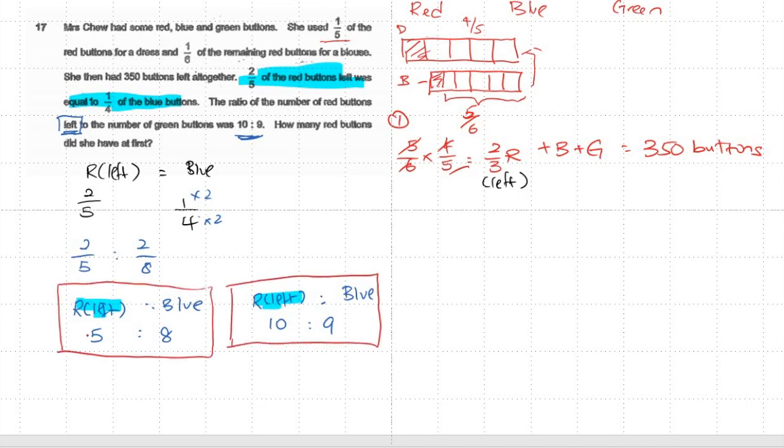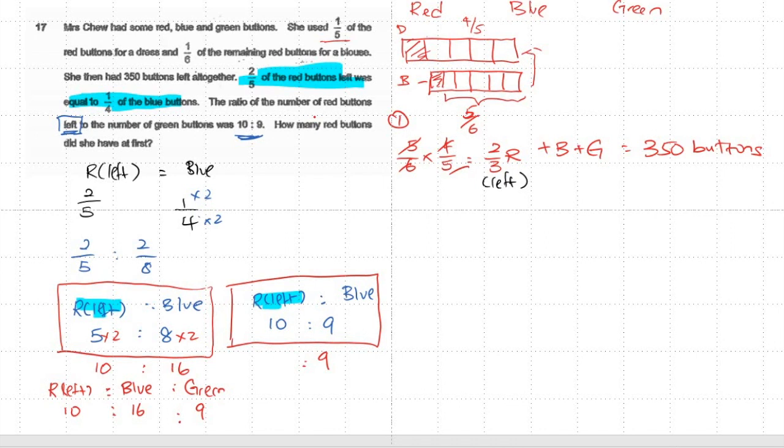So I need here to times 2, so as to make this the same. So now I have a new figure, 10, 16, and then here is 10, and here is 9. So my new figure here, red left, is actually 10 units to the ratio of blue, which is 16 units, and then to the ratio of green, which is 9 units. Now it's asking how many red buttons there were at first.